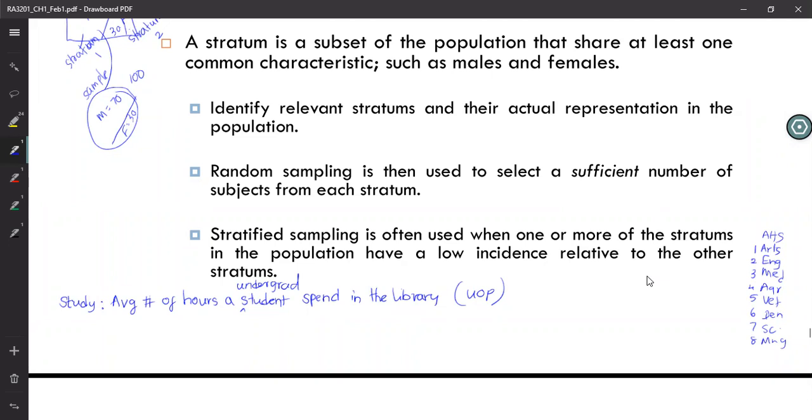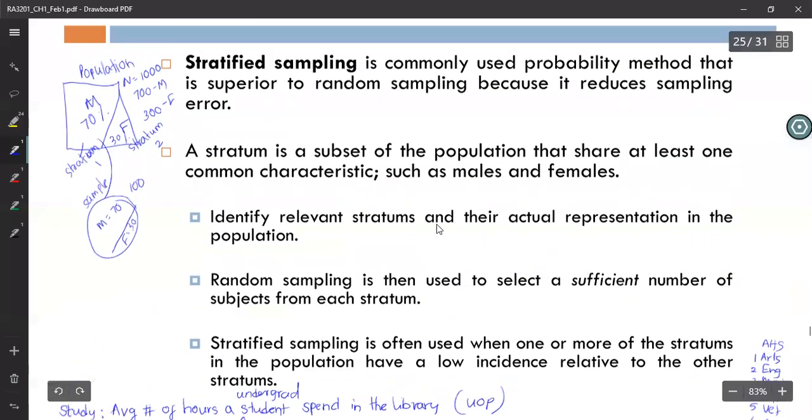Usually the arts faculty has the highest number, with 17 departments. So your sample should also contain a lot of arts students. But the dental faculty per batch, there's only 80. So the dental faculty should contain that percentage in your sample also. Okay, is that clear? So you have to figure out the correct stratification and do it. Okay. Is that clear to all of you, the stratification?